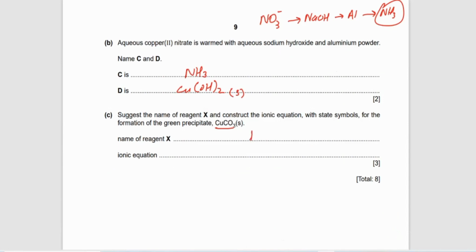Name the reagent. I'm writing here H2CO3, ionic equation, Cu plus 2 and CO3 minus 2. These are aqueous in the aqueous solutions. And copper carbonate will be formed, which is a solid precipitate.